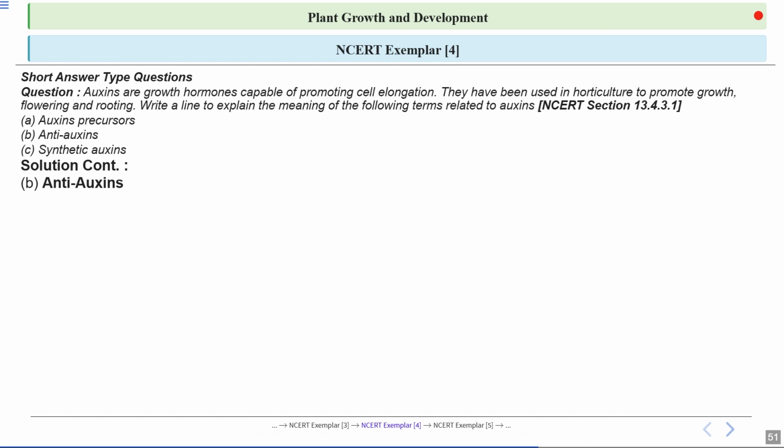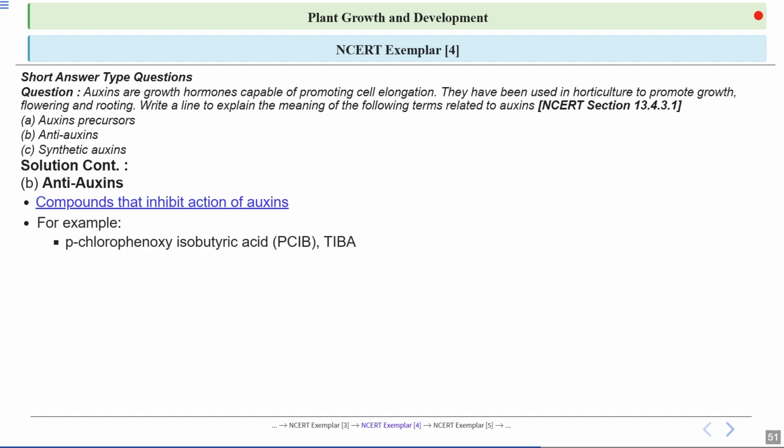Now let us see the antioxidants. Compounds that inhibit the action of auxins are called antioxidants, right? So if you see the examples, then p-chlorophenoxyisobutyric acid, that is PCIB. Okay, this is one of the examples. Another is TIBA. These are the compounds that just stop the activity of auxin. So they are called antioxidants.